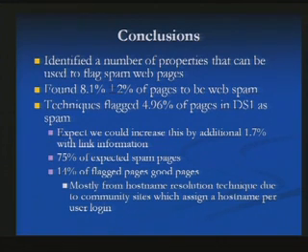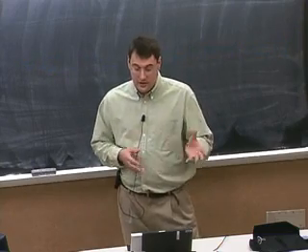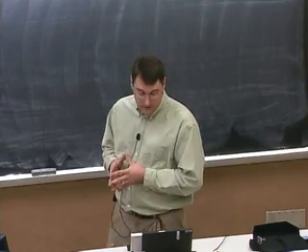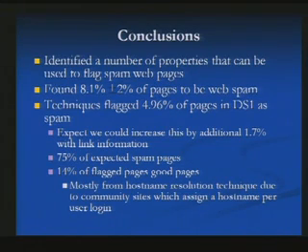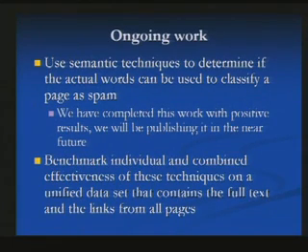We expect that if we had link information, we could flag an additional 1.7% of these pages, which would get us to about 75% of the spam pages that we expect exist in our collection. However, 14% of these pages are actually good pages that you wouldn't want to flag as spam web pages. Again, mostly from the hostname resolution technique.